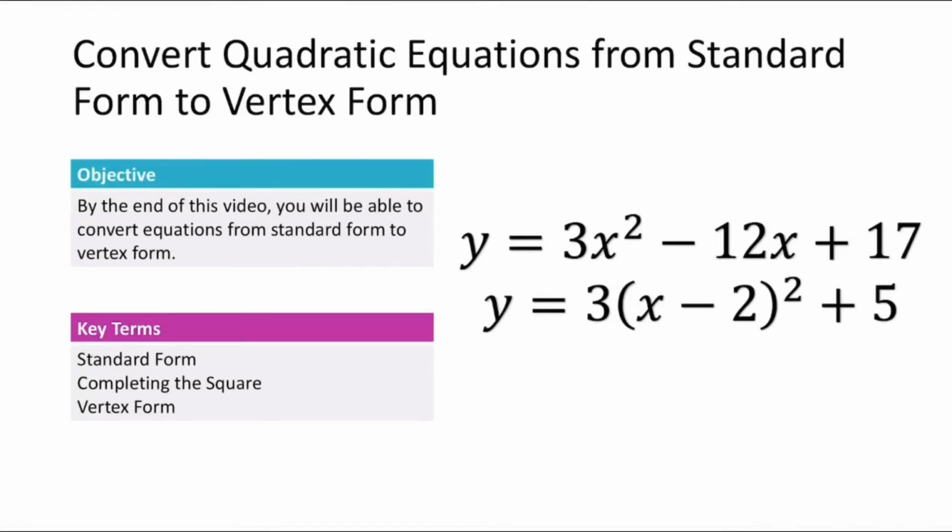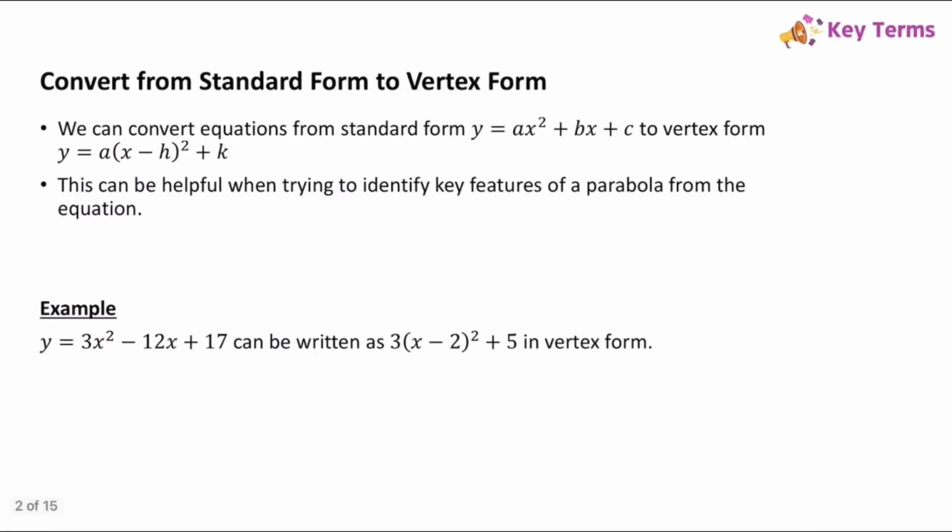In this video, we're going to talk about how to convert equations from standard form to vertex form. To convert from standard form to vertex form, we're going to take an equation that's written like y equals ax squared plus bx plus c and convert it to y equals a times x minus h squared plus k. This can be very helpful when we're trying to identify the key features of a parabola from its equation.